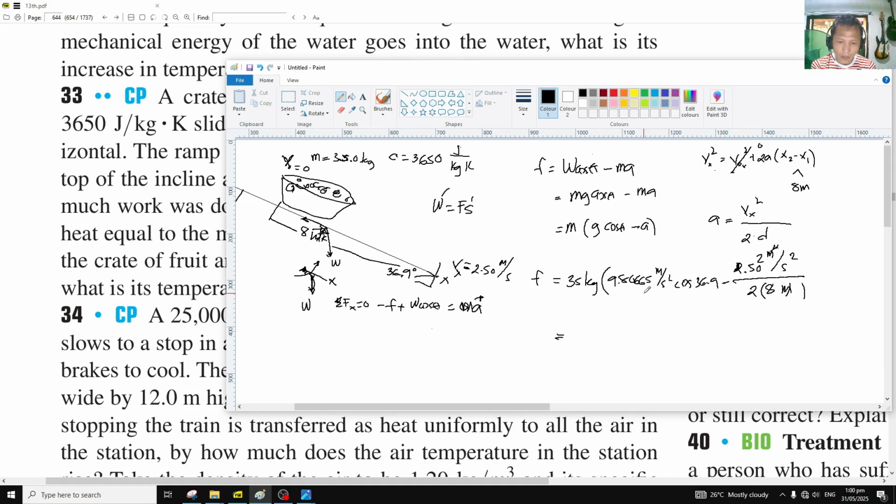So 35 times 9.80665 times cosine 36.9, then minus, in parentheses, 2.50 squared all over 2 times 8.